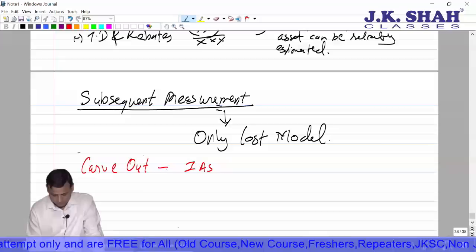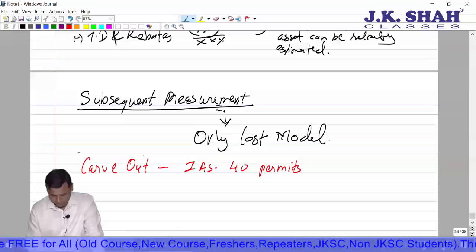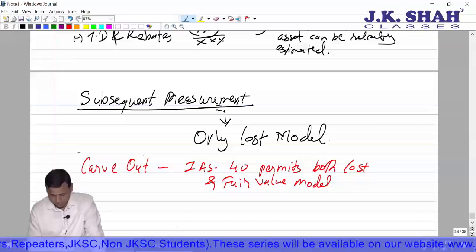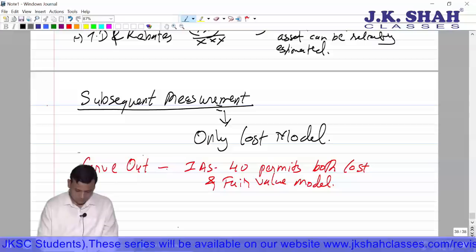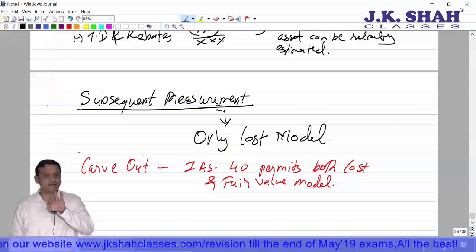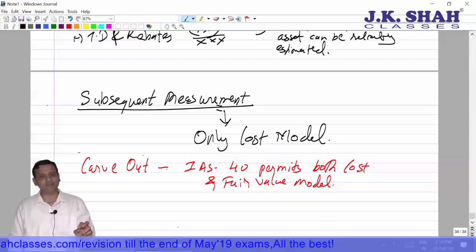IAS 40 permits both cost and fair value model. This is the carve out. Carve out and carve in. I hope everybody is accustomed to this term: carve out is something different from the international accounting standards, and carve in is something which is extra in our accounting standard.